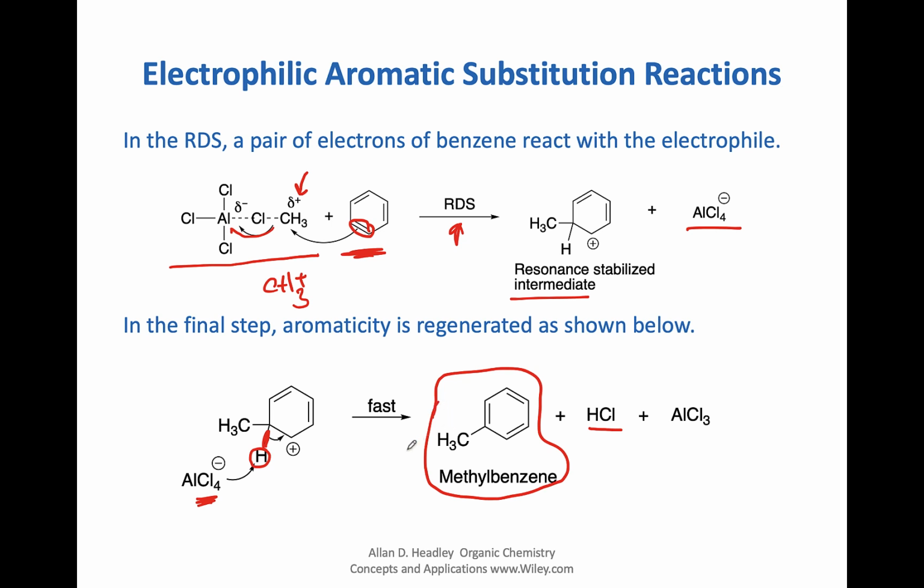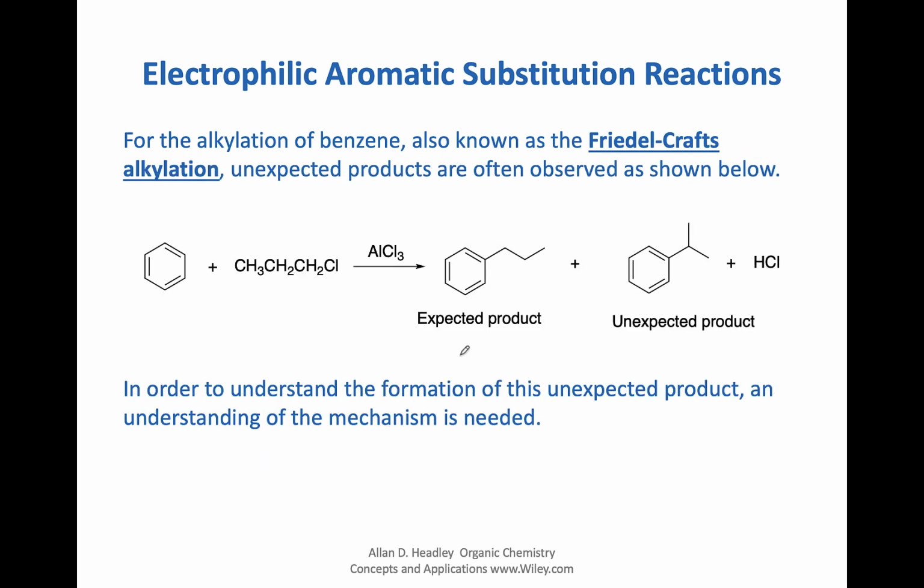So that's how you can convert benzene into methyl benzene. Of course, as you will recall, that's also known as toluene. That's another very popular solvent that's used in industry and in the organic chemistry lab. There's a problem, however, with the Friedel-Crafts alkylation. By the way, this type of reaction, the alkylation of benzene, is also known as the Friedel-Crafts alkylation, after the name of two chemists who discovered this reaction.